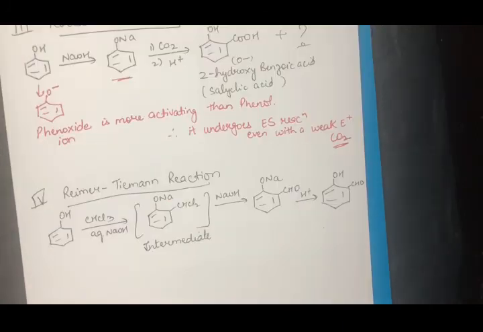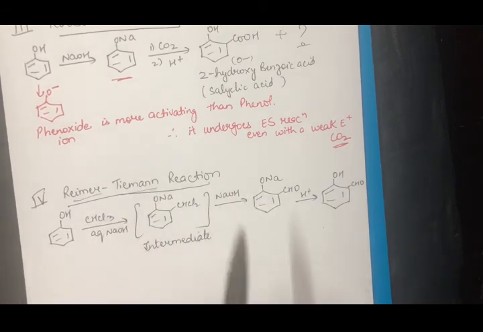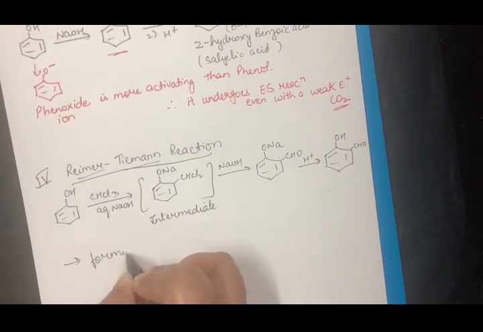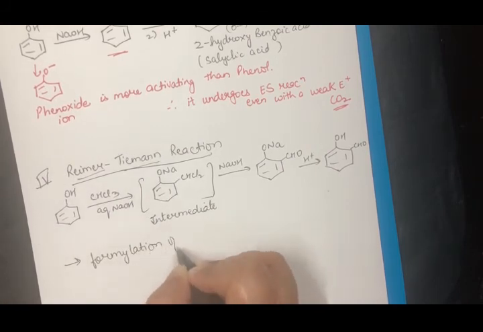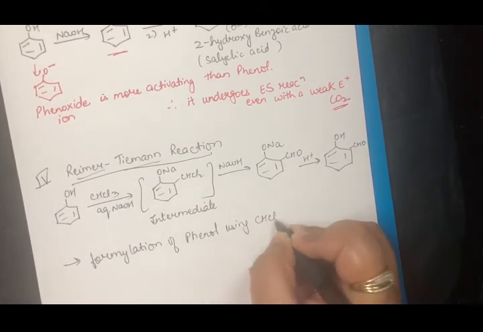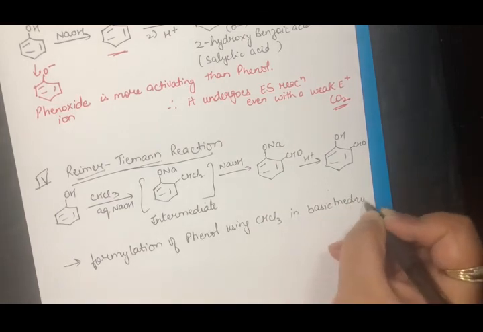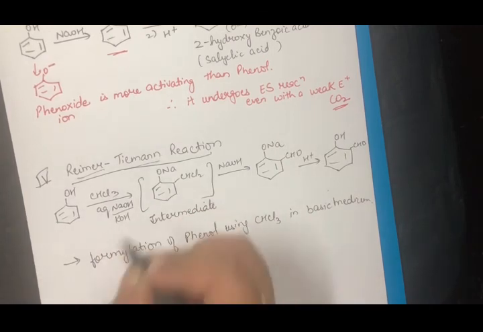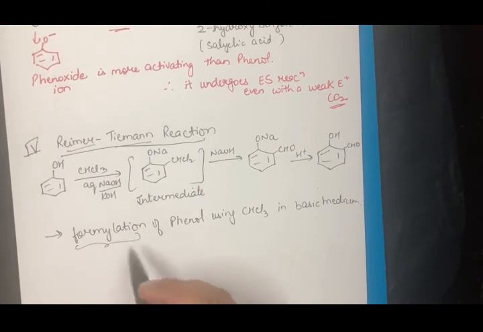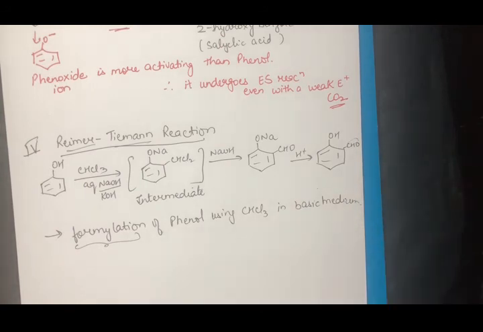The other name reaction in the syllabus for phenol is the Reimer-Tiemann reaction. Now these are the names of the two scientists. What is this reaction? This reaction is basically the formylation of phenol using CHCl3 in basic medium. So in place of NaOH here, you can use KOH also. Now what is happening? What is formylation? Formylation is introduction of an aldehyde group here. So what has happened? An aldehyde group has been attached after this reaction was done.